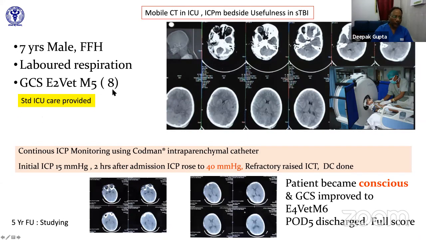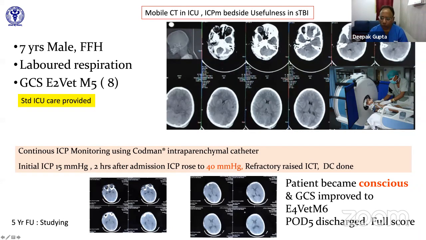In this child, when the ICP was inserted, the opening ICP was 15. However, 2 hours after admission, the ICP increased to 40 millimeters of mercury. At that time, we were leaning toward doing a decompressive craniectomy. So, calling it a case of refractory raised ICP, we did a decompressive craniectomy, and the child improved. At 5-year follow-up he is studying in school, and he was discharged, I think, 5 days after the surgery.